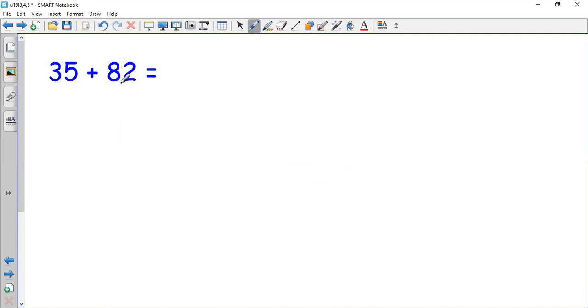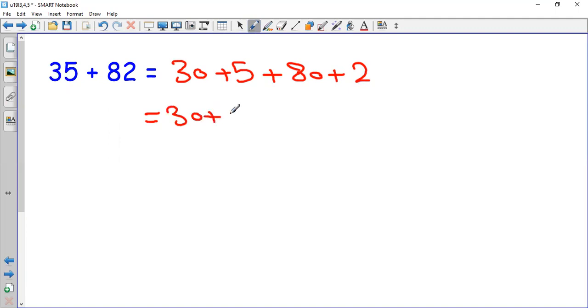35 plus 82. The first thing is to partition both of them: 35 as 30 plus 5, and 82 as 80 plus 2. Now let's group tens together and ones together. 30 plus 80 next to each other, plus 5 and 2 next to each other, 5 plus 2.